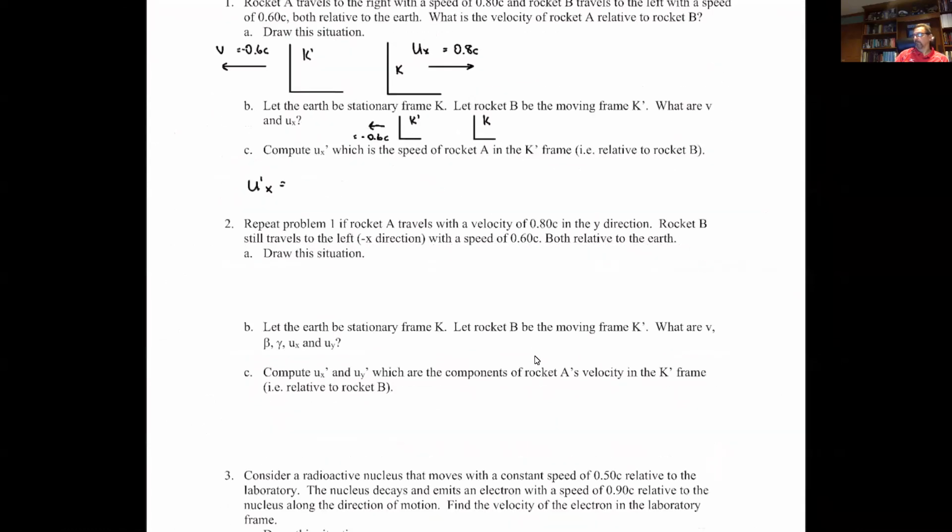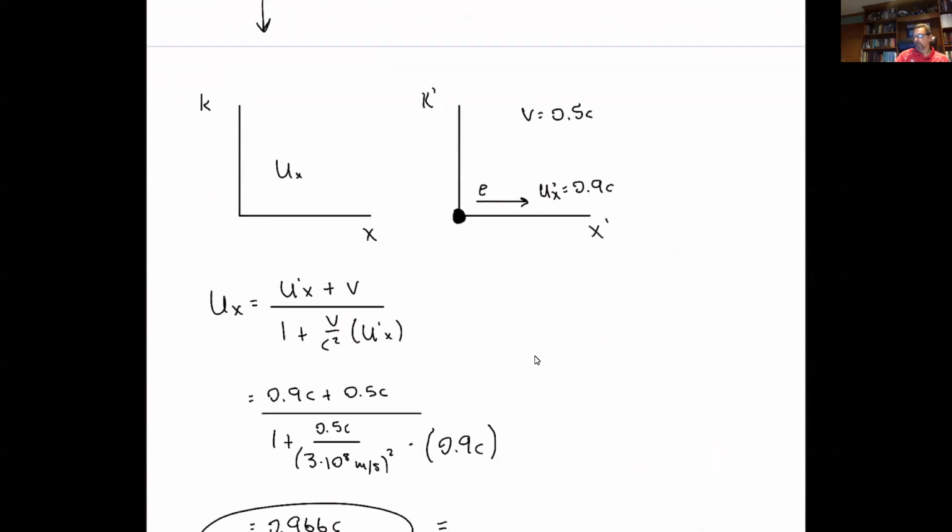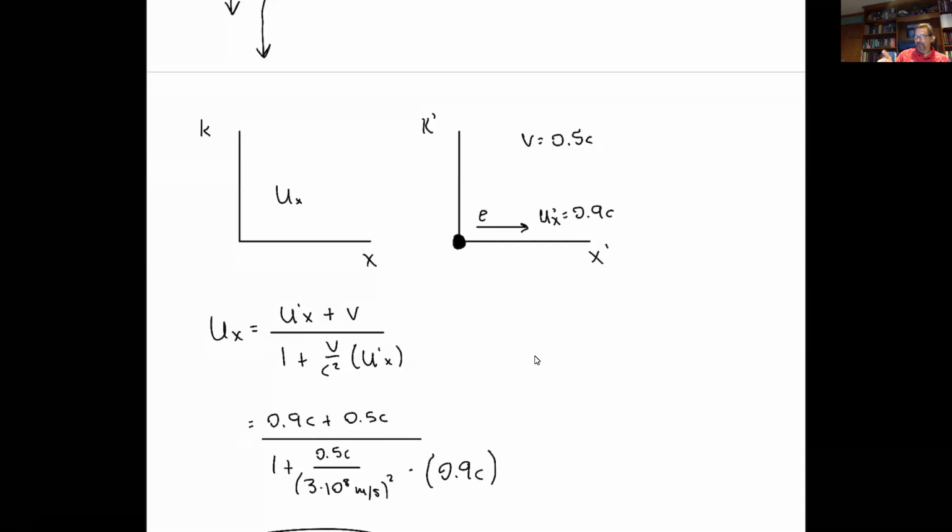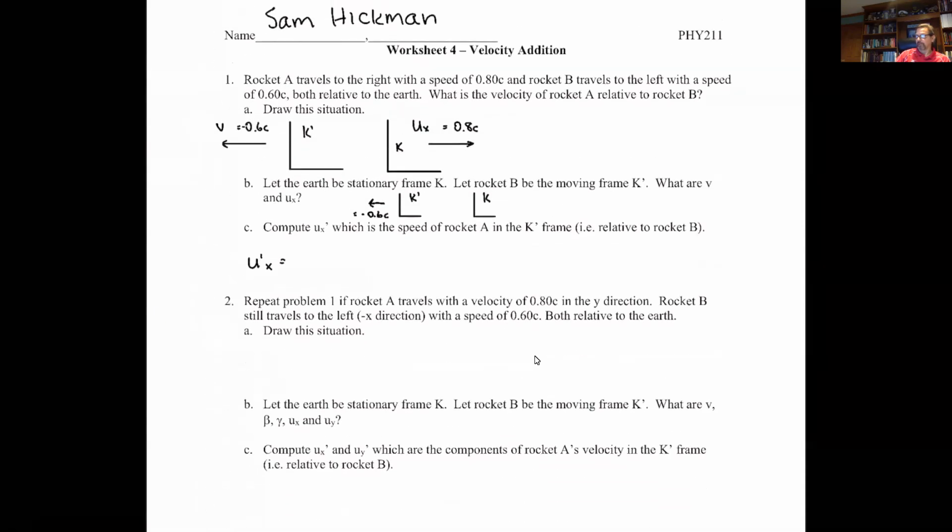We had this equation. But you're going the other way though, right? Yeah, so the signs are going to have to flip. Make that a negative sign for velocity and a negative sign in the velocity in the denominator as well.